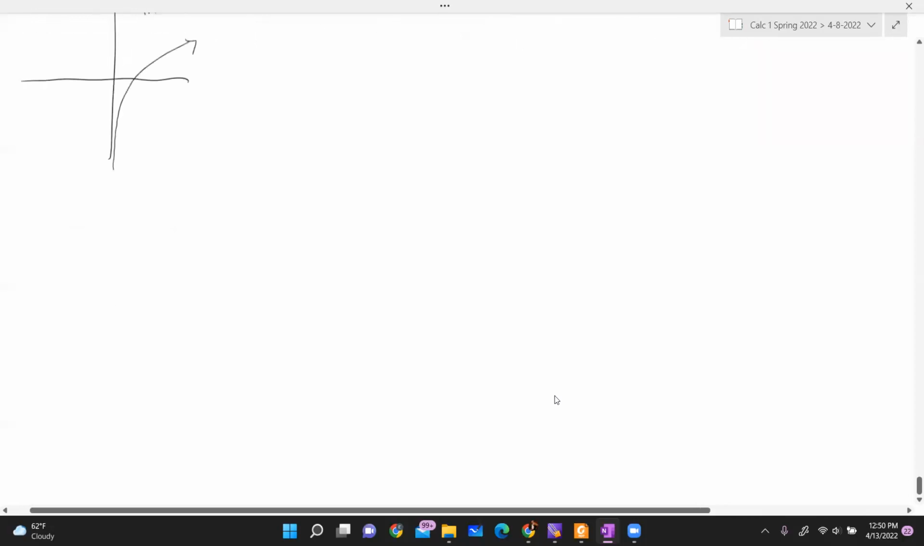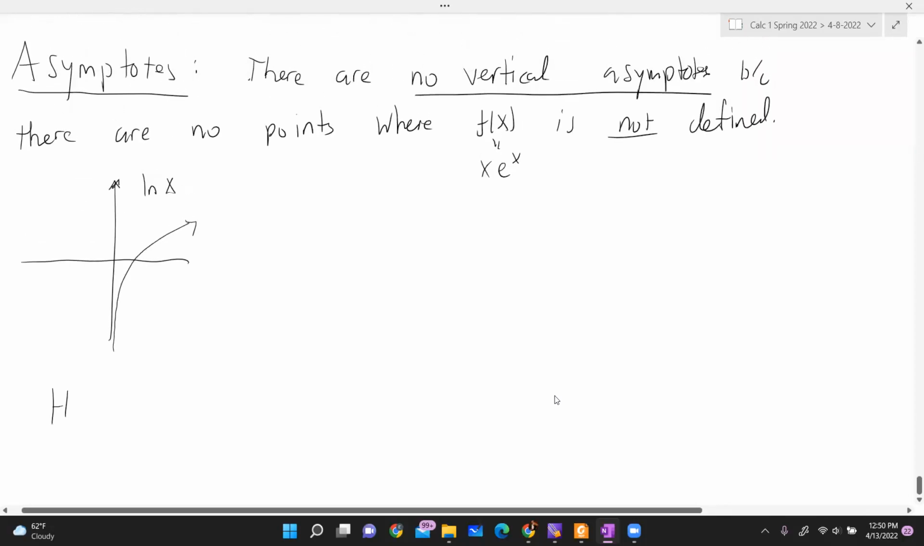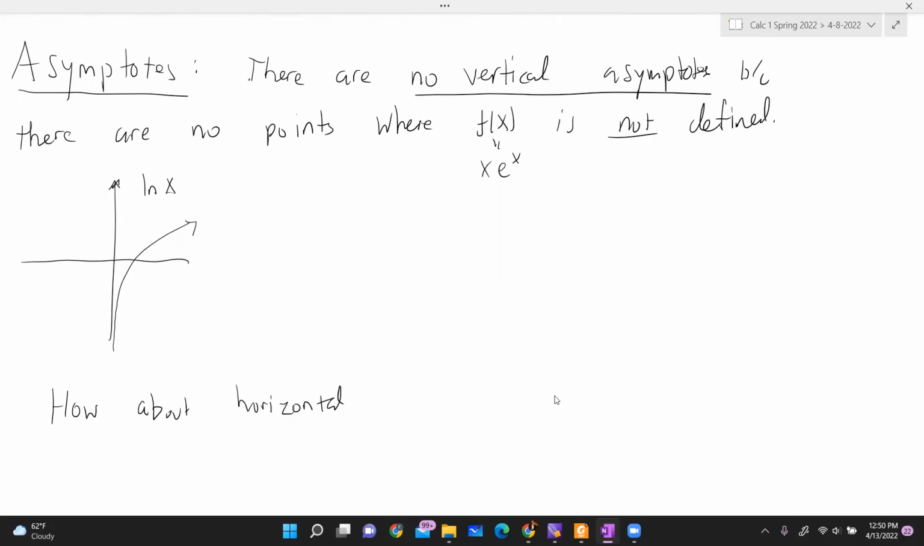So we just need to think about horizontal asymptotes. Does it have any? Well, remember, to find the horizontal asymptotes, we need to compute two limits: the limit of the function as x goes to infinity and as x goes to negative infinity.